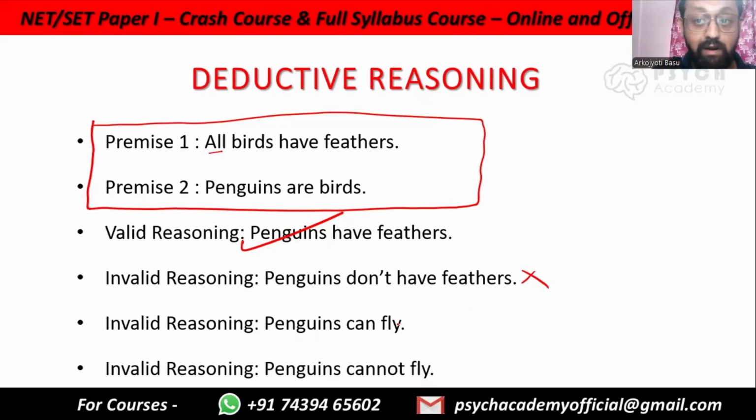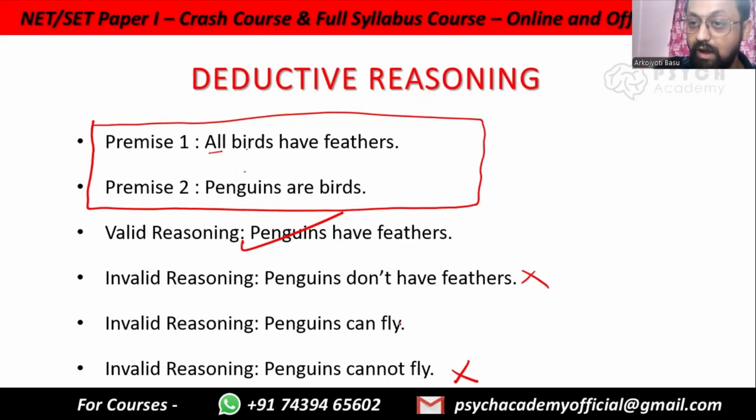Similarly, see, penguins can fly. It seems like it is valid because it is actually true. Look at the other one: penguins cannot fly, right? It seems like it is true because we know penguins cannot fly, but is it valid? Do the premises provide information about flight? They talk about feathers, but they have not stated that feathers equal flight. That is not given anywhere in the premises. So if we say that penguins cannot fly, that even though it is true in the real world, does not follow from the premises. The premises do not talk about flight. So in terms of reasoning, it is also invalid.